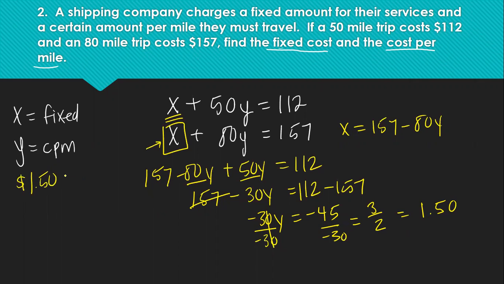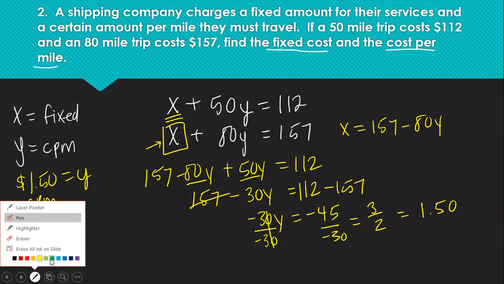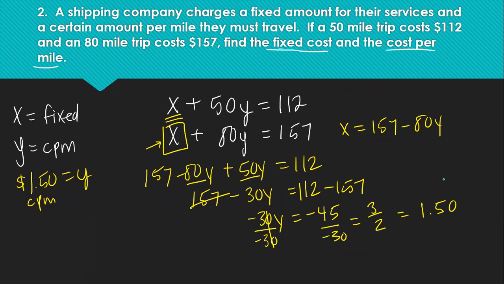So $1.50 equals our y. And that's the price, the CPM, right? The cost per mile. Now that I know this is $1.50, what do I do with it? I'm going to substitute it into this one. And we get 157 minus 80 times $1.50. Calculator people out there?